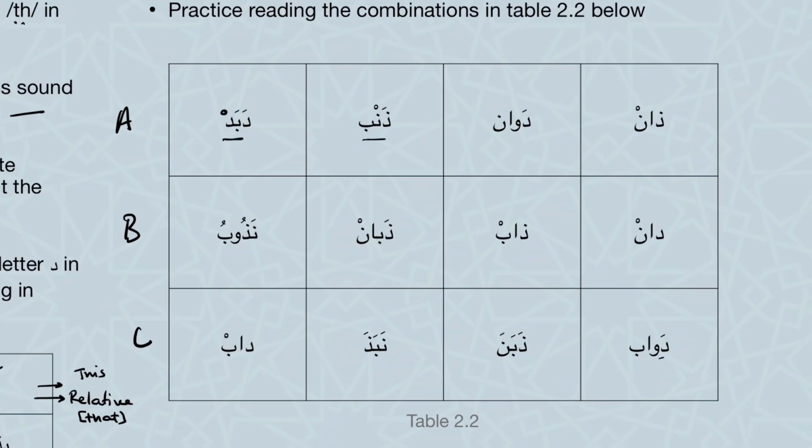Exactly. There's fatha on the dal and there's fatha on the ba, but the dal is sukun or sakin, so it's dab.